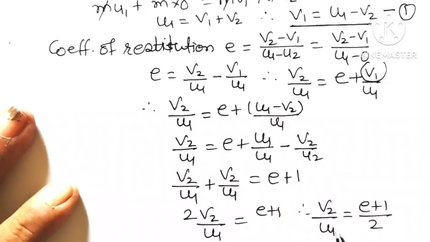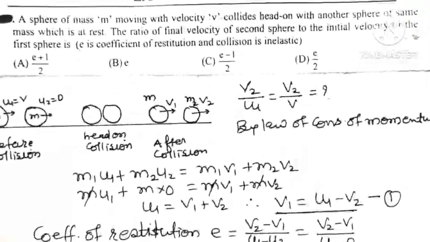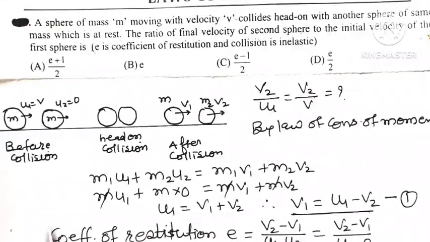But what is v2 by u1? It is the final velocity of the second body to the initial velocity of the first body, that we wanted to find out. So that ratio is equal to (E plus 1) by 2. So option A is the correct option for this question.